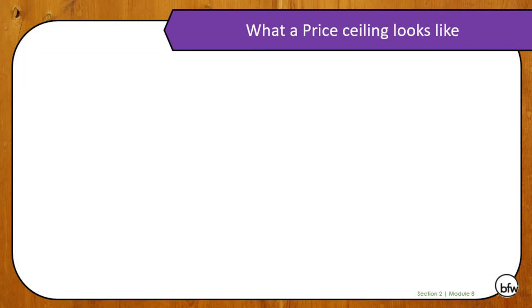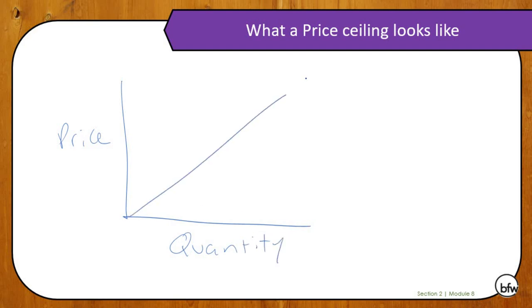Let me get my pen ready. So let's say we've got a normal market, we've got our price and quantity. Alright, so we've got our supply curve and our demand curve. Now this right here would be our normal equilibrium. So we'll label that price at the equilibrium and quantity at the equilibrium.